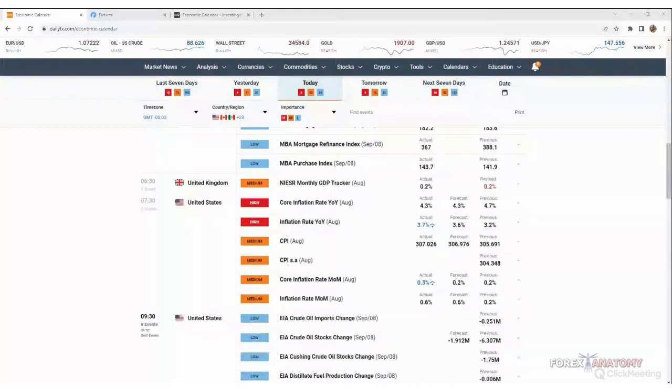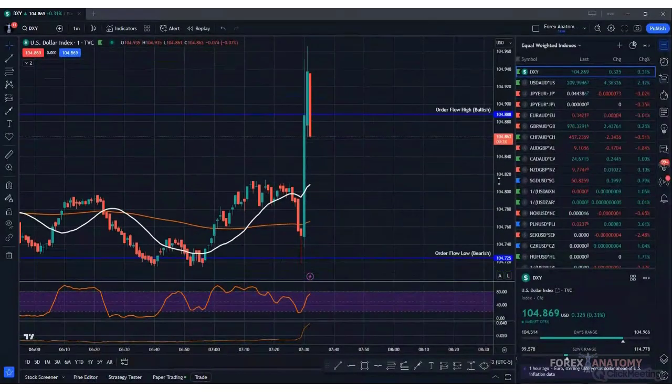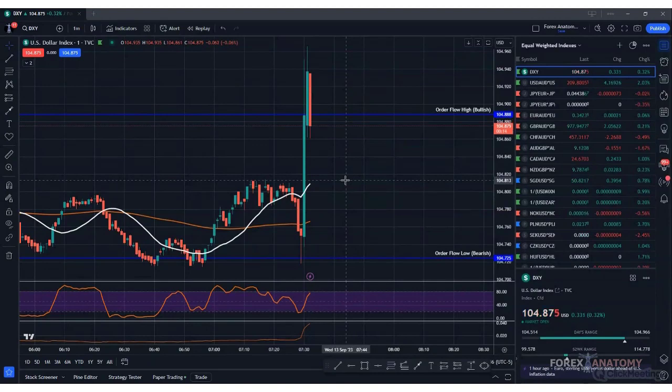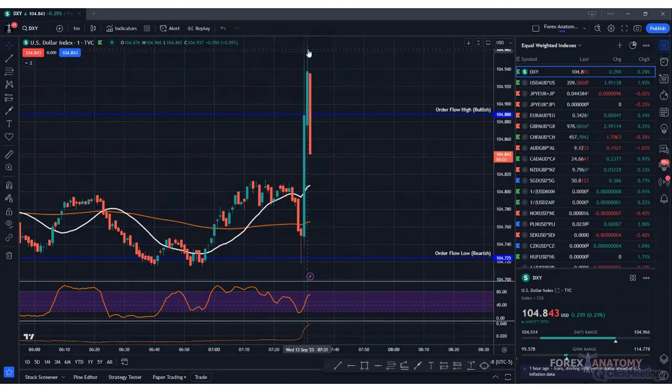Let's just go back to our chart and look at the dollar. We saw the dollar initially have this knee-jerk response to the upside on the likelihood that the Fed is going to actually have to remain more hawkish. They're going to have to continue to keep rates higher for longer to counter the effects of inflation. But as you can see right now, it popped up and it's getting ready to give back some of these gains. It's getting ready to slide lower.